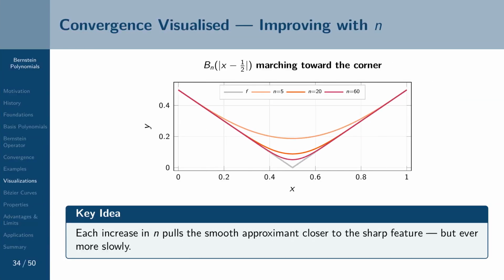This slide overlays the same non-smooth example to dramatize the march toward the corner. Each increase in n pulls the smooth approximant closer to the sharp feature, but, as you can see, ever more slowly. It is a good visual intuition for the phrase, universal but slow.